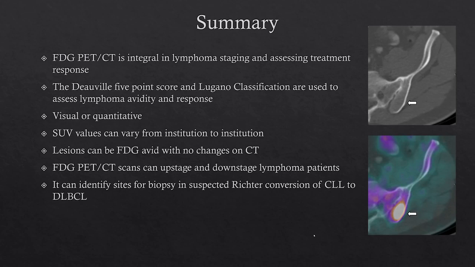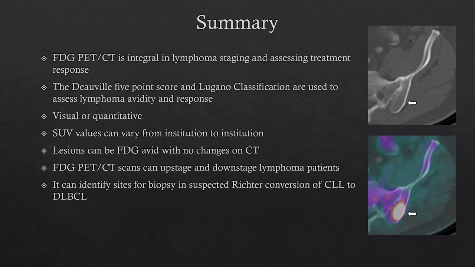So in summary, FDG PET-CT is integral in lymphoma management. It's useful for staging and for assessing treatment response. The Deauville 5-point score and the Lugano classification are used to assess lymphoma avidity and response. It may be visual or it may be quantitative. If quantitative, remember that the SUV values can vary from institution to institution.